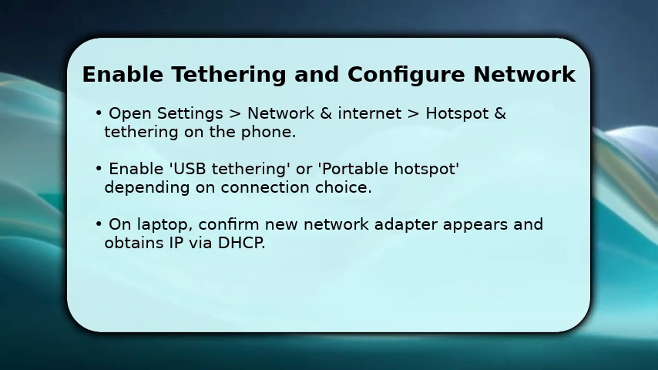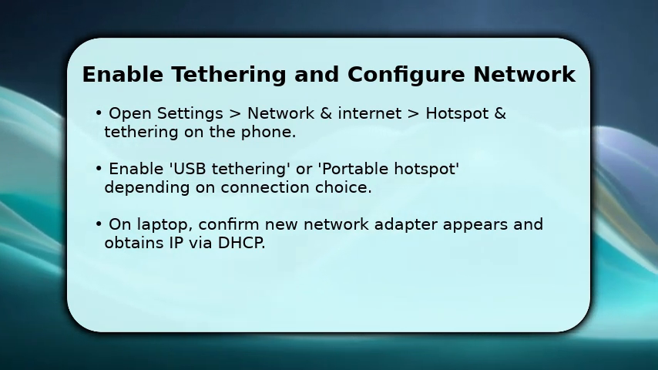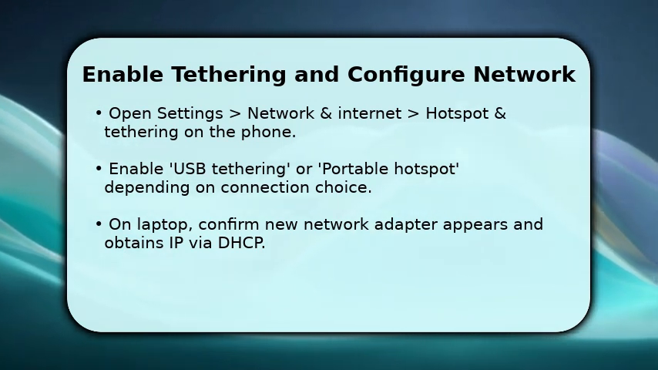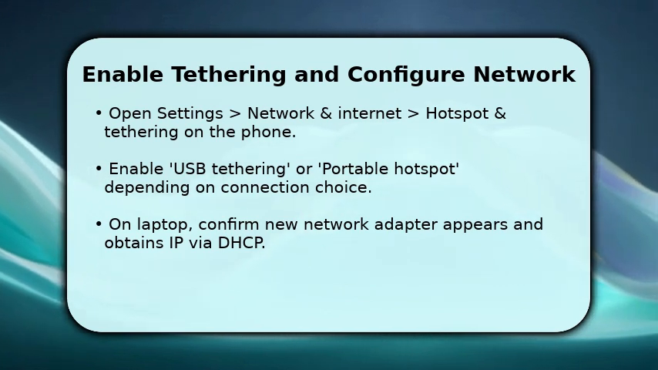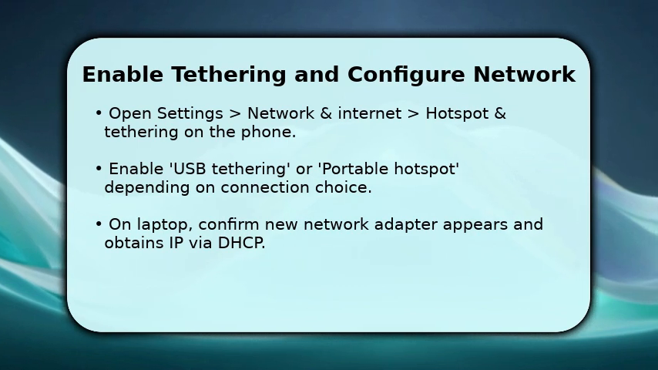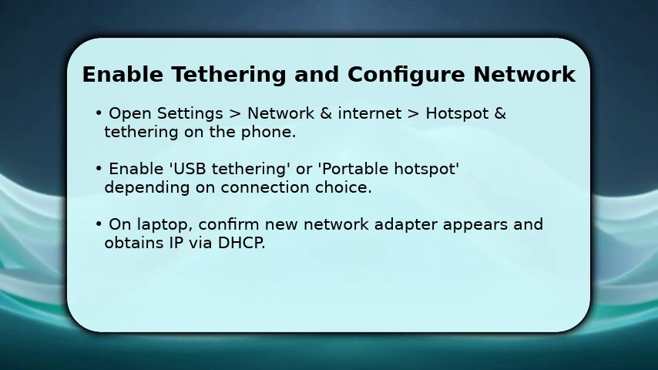Once enabled, the laptop should automatically detect a new network adapter and request an IP address via DHCP. If it doesn't, manually refresh adapters or use network settings to enable that adapter. This step gives your laptop internet access through the phone's mobile data.